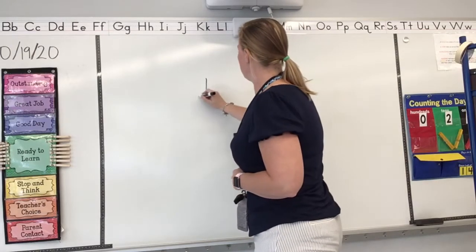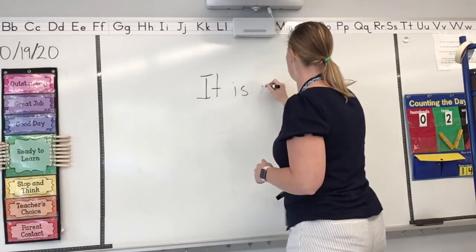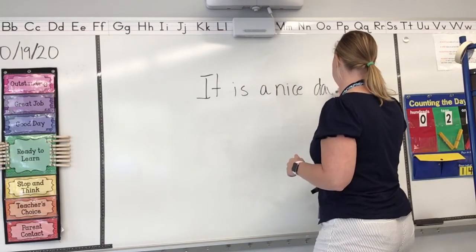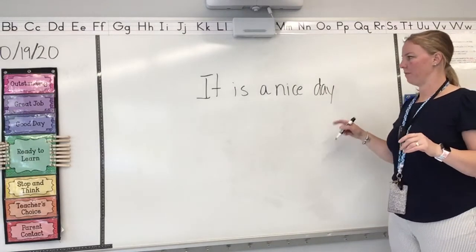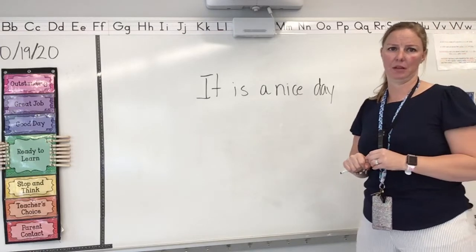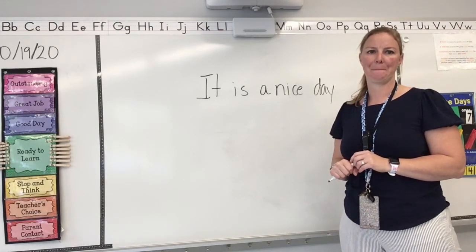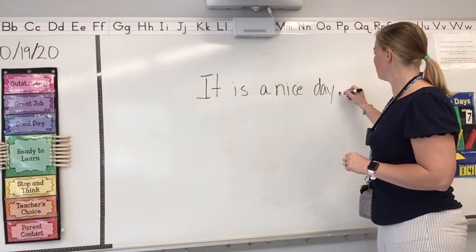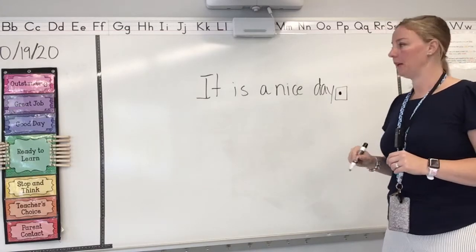So one would be, it is a nice day. So it is a nice day is our sentence. Now, is this telling you something or is this asking you something? Think for 1 second. If you said it is telling you something, you are correct. It would end with a period. Now let's try another one.